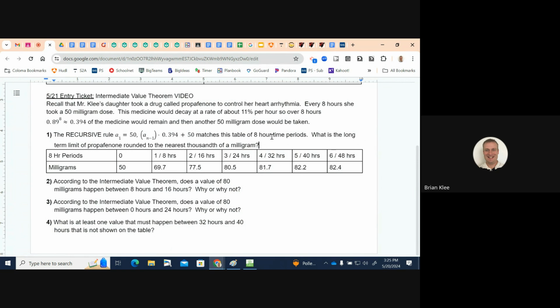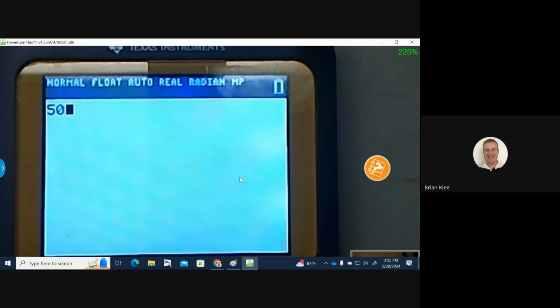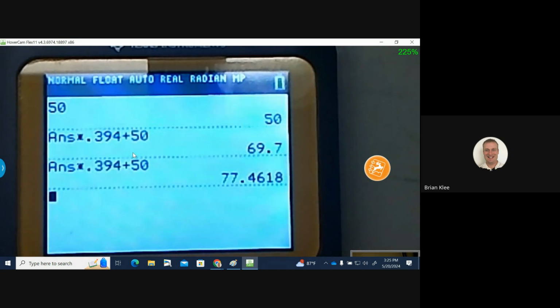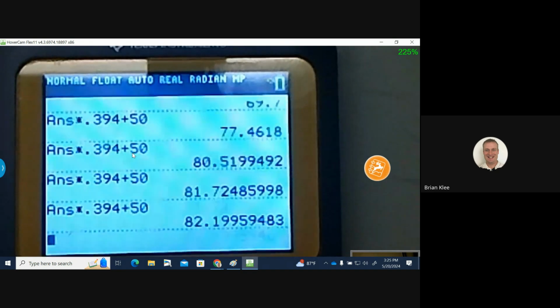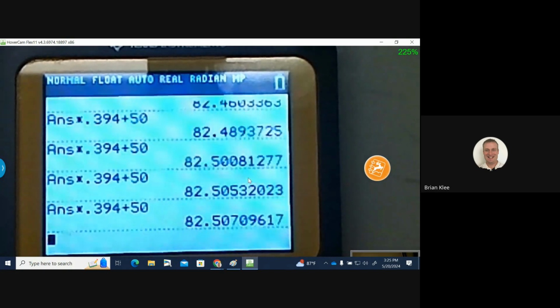Now, use that recursive rule, and you'd get all the numbers on this table. And we want to know what is the long-term limit of propafenone, round it to the nearest tenth of a milligram. So to use that recursive rule, you type in 50, you hit enter, you multiply it by 0.394, and you add the 50. You're keeping 39.4% of the medicine, and you're adding 50 more milligrams. So that is 8 hours, 16, 24, 32, 40, 48, and those are the numbers that you are seeing in the table, okay?